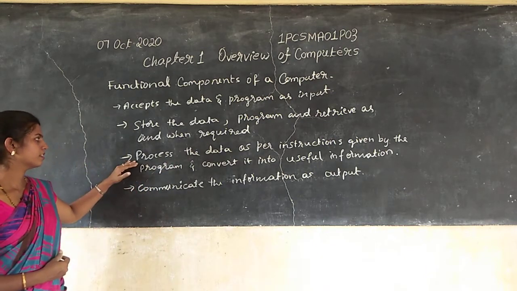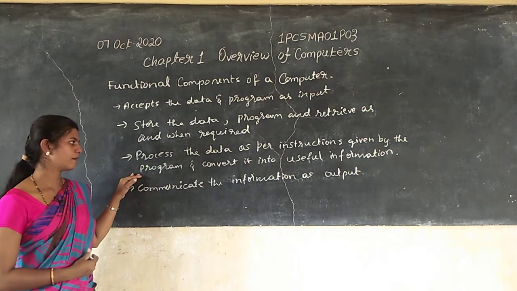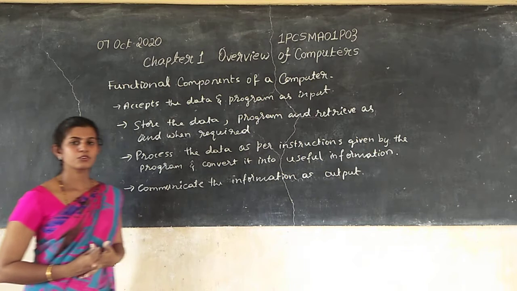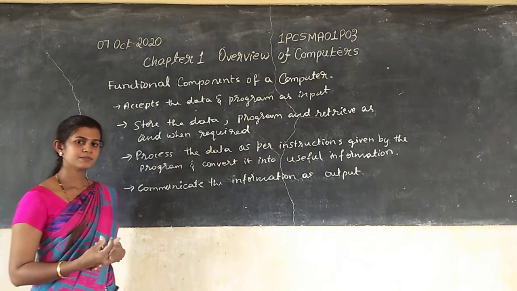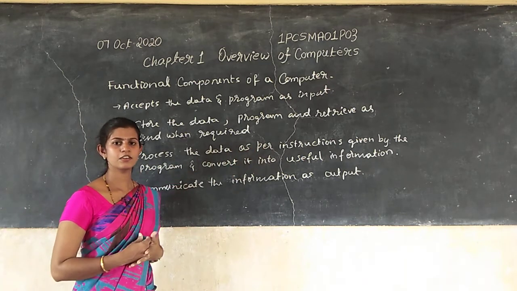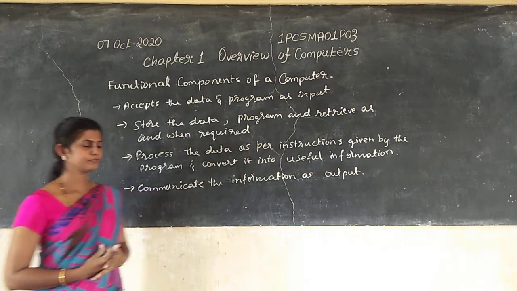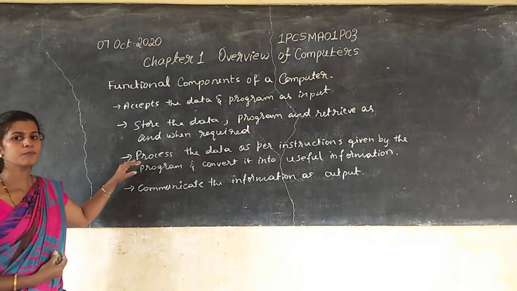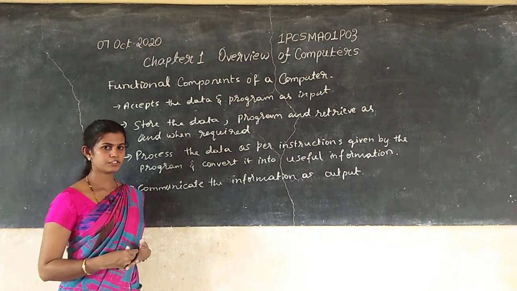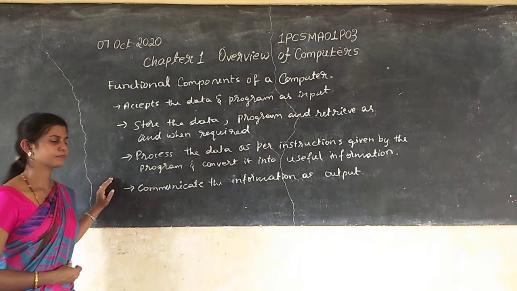Next, it will process the data as per instructions given by the program and convert it into useful information. The computer always processes the data as per the user requirements. Those user requirements will be written in the program, or given in the form of instructions. Depending on that, the program will process the data and generate some meaningful information, which is called output. It will be given to the user.